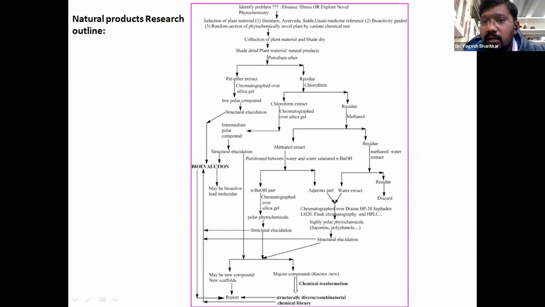Second is bioactivity guided, meaning we first do a small scale extraction process and test it for biological activity. Then there is random selection for phytochemicals from novel plants, with various chemical tests. In this way we can select the plant. Sometimes we go for random selection, and then shade dry the plant material. We then do defatting for natural products.